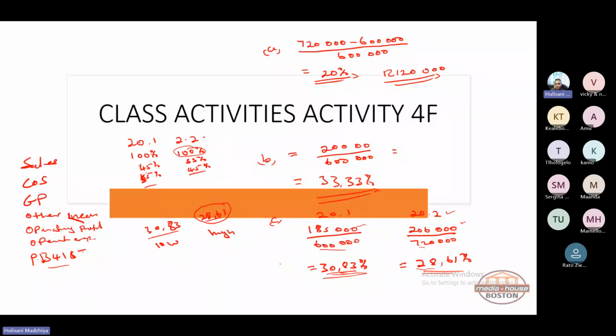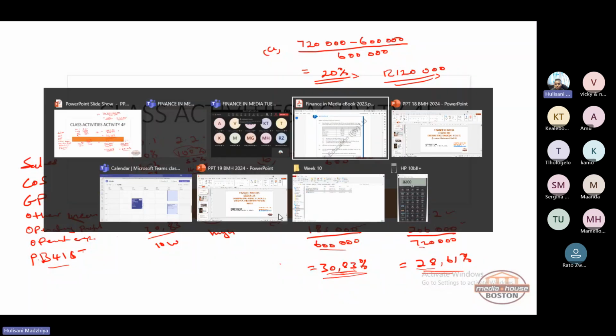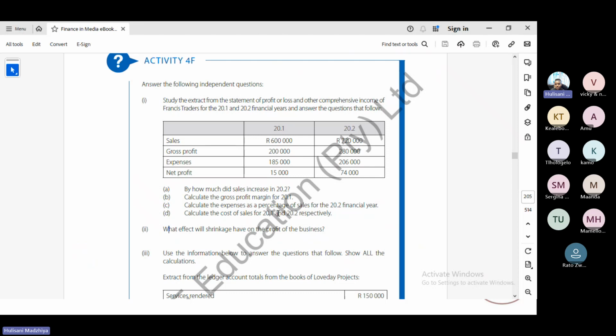So the last one, number D. Number D says calculate the cost of sales for 2.1. So your cost of sales will be your sales minus gross profit, giving you 400,000. And then for 2.2 it will be 720,000 minus 280,000. This one will give you 440,000. So all of those who calculated it managed to get it right.